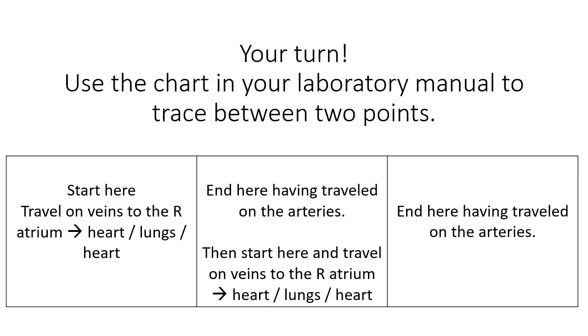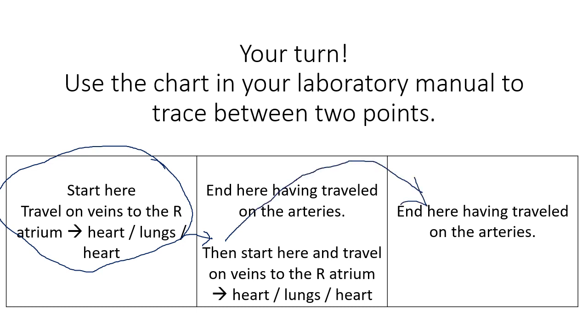When you look at the laboratory and the way this exercise in our laboratory manual is set up, it explains a trace for you, and then it gives you 3 columns of body regions and organs. So the way I recommend you use those 3 columns is the far column on your left. Start there. Travel on veins to your right atrium. Do that whole heart, lungs, heart thing. Okay. And then end at the next organ or region on that column.